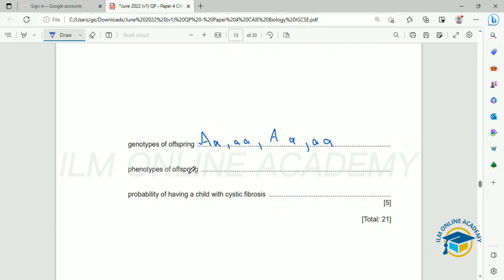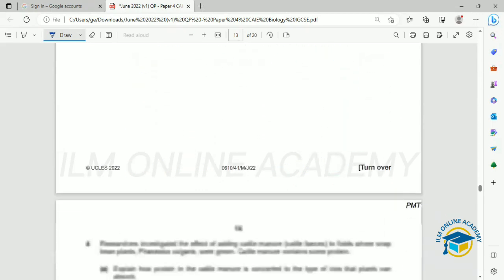Phenotype is what you're going to tell: with or without cystic fibrosis. Like what's going to happen? Two of these, like I told you, are going to have cystic fibrosis, then two are not going to. The probability of having children with cystic fibrosis is simply 50%. 50-50 it is. With or without cystic fibrosis is the phenotype you're going to write.